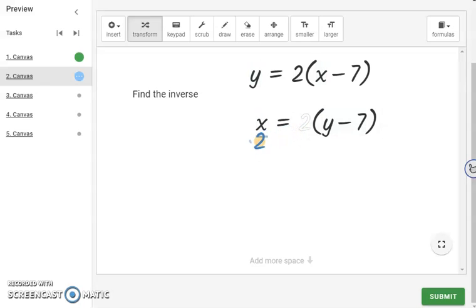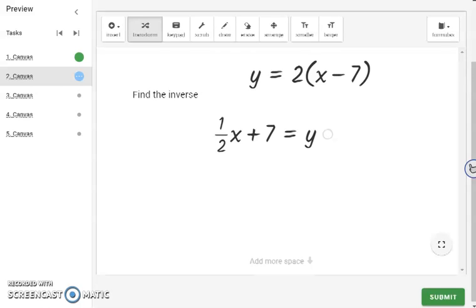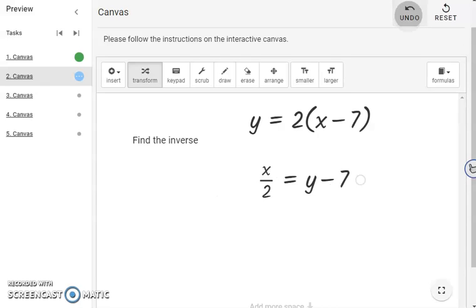We could undo the multiplication first, get x divided by 2, or make it a fraction, 1/2 x, and then add 7 to both sides. That's the inverse in the form of y equals mx plus b. If you did it another way, your answer may look slightly different. But if you're not getting rid of the parentheses, the first step would be divide by 2, which is the same thing as 1/2 x, and then we add 7 to both sides to get it in the y equals mx plus b form.